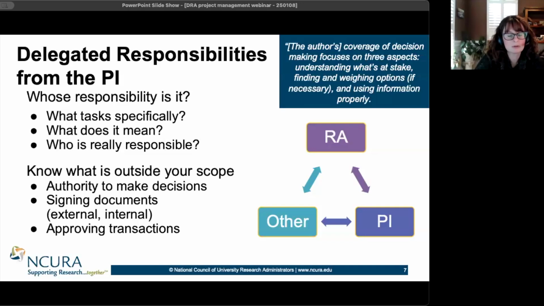Just making sure that those responsibilities are laid out and clear can address a lot of the problems you run into. Same thing with knowing what responsibilities are outside of your scope. What don't you have the authority to make decisions on? A lot of times when you're under a time constraint, it's tempting to take the path of least resistance and just get it done. You may find yourself saying, well, could we get by with just the PI and the chair signing off on this cost sharing letter? Or do we really need the institutional official to sign?